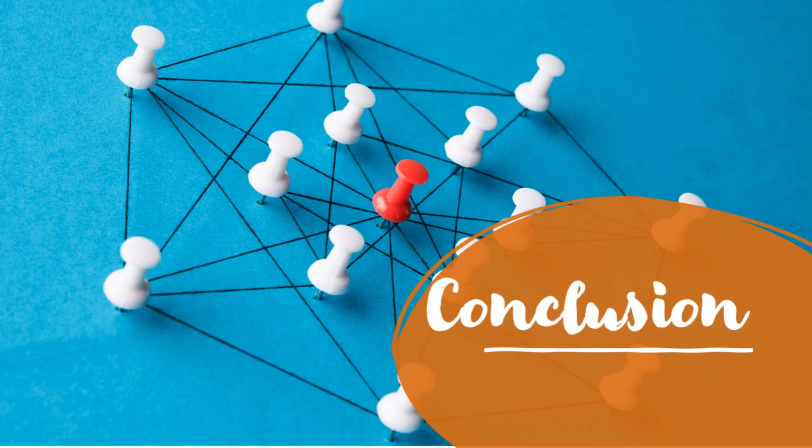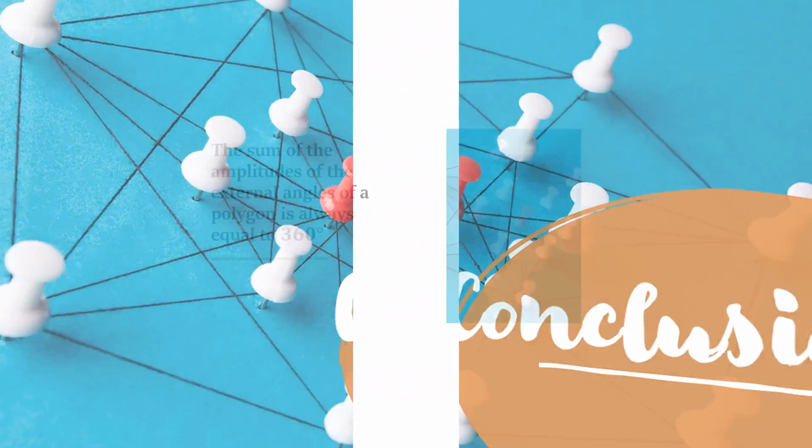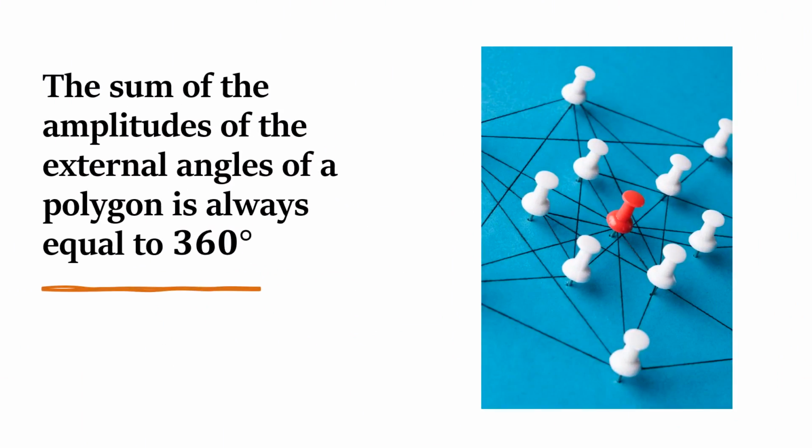Conclusion. The sum of the amplitudes of the external angles of a polygon is always equal to 360 degrees.